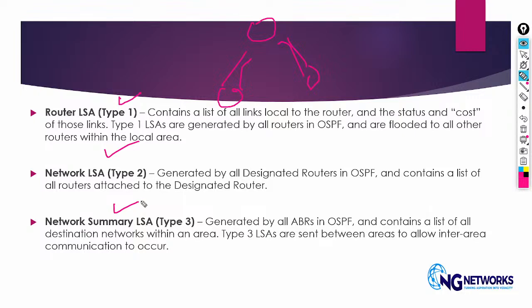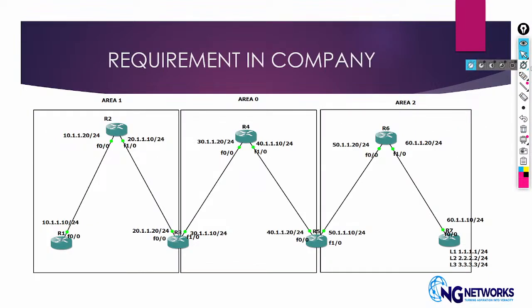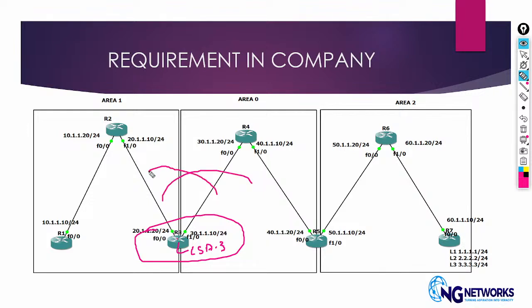Now comes the network summary LSA. It is a type 3 LSA. If you see this particular example, there is a router 3, that is an ABR. How is it communicating between two different areas? It generates an LSA3, that is a network summary LSA, through which it advertises the routes of area 1 to area 0 and area 0 to area 1, so that they can communicate with each other. Because LSA1 is generated within the area, they have their information within the area only. So how do they communicate? With the help of LSA3.